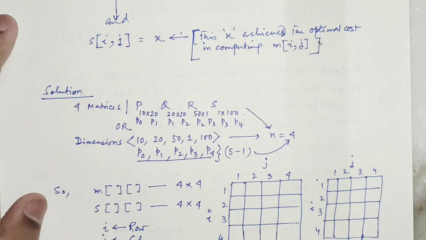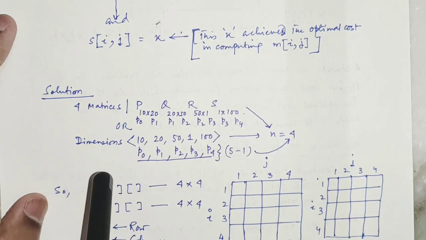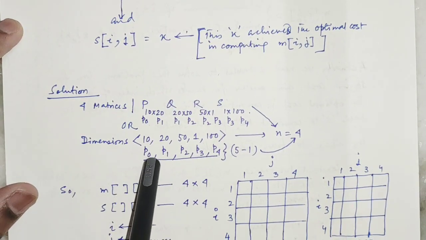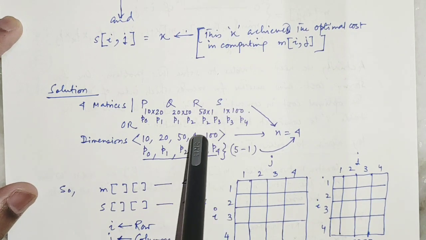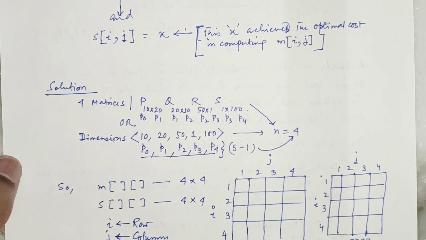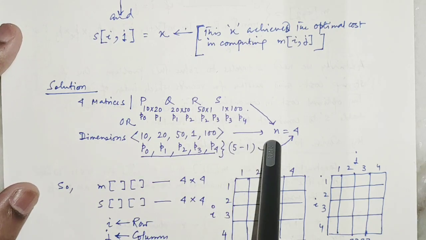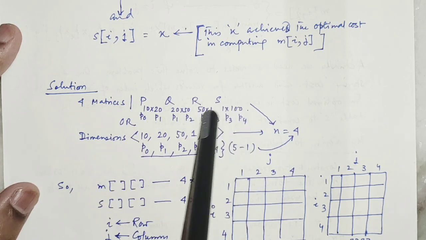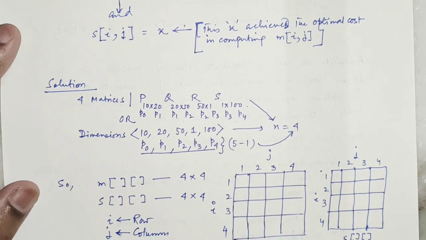That means when dimension sequences are given, that means p0 equals to 10, p1 equals to 20, p2 equals to 50, p3 equals to 1, and p4 equals to 100. So if the dimensions are given, I told you total number of dimensions minus 1 is the number of matrices in the chain, and here the chain is explicitly given, total 4 matrices are shown. So n equals to 4 here.